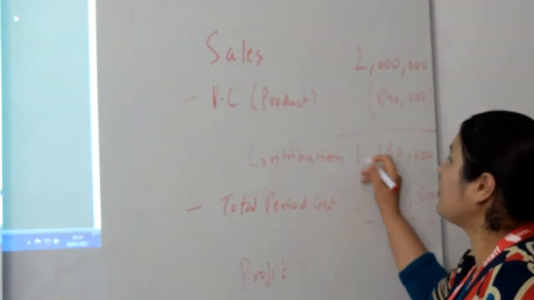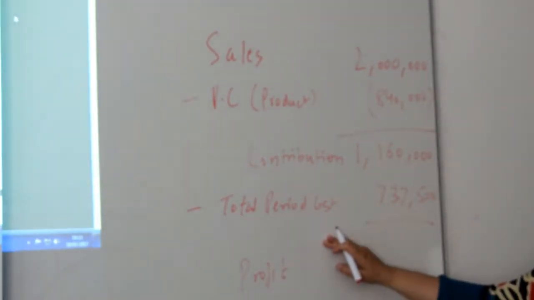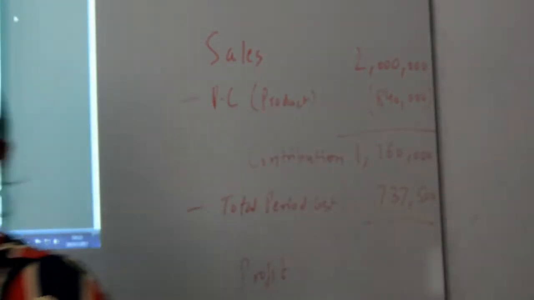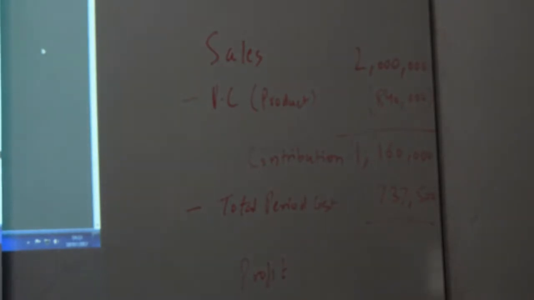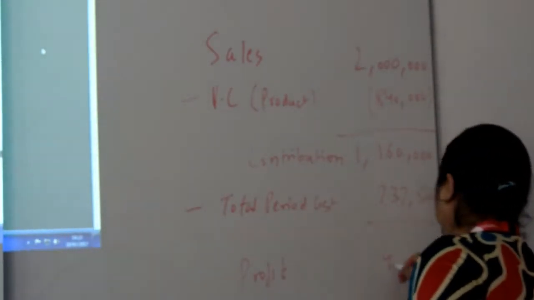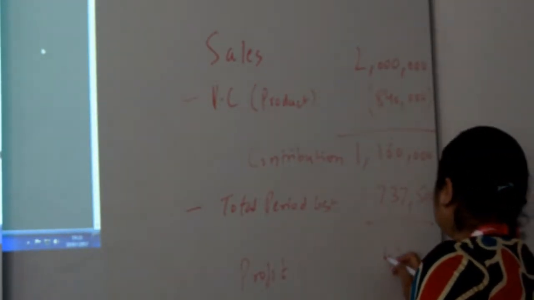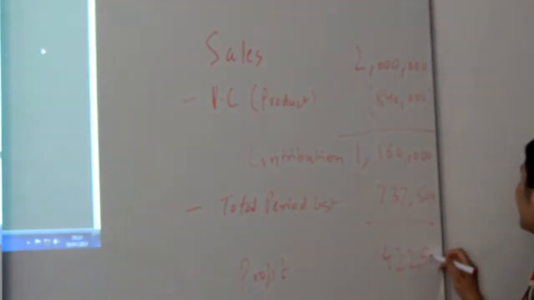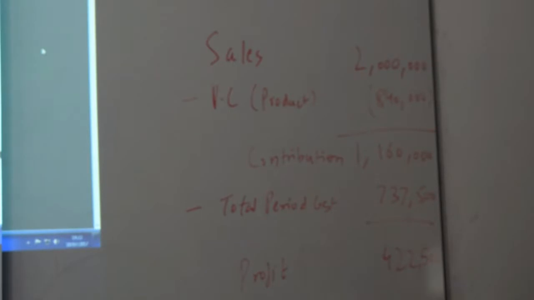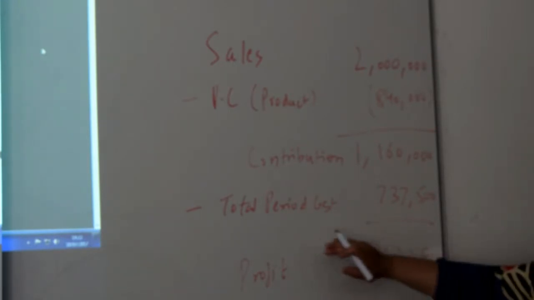Once we have calculated contribution, we'll take out the total period cost, and it will give us the final figure of the profit, which is 422. And this is marginal costing. That's marginal costing. Marginal costing includes both fixed and variable costs.